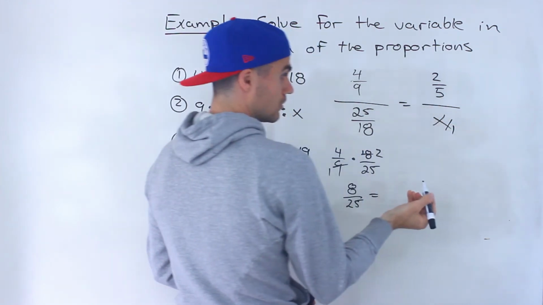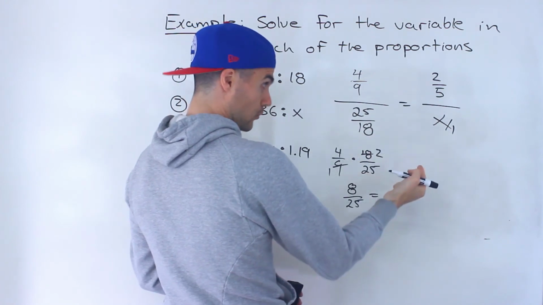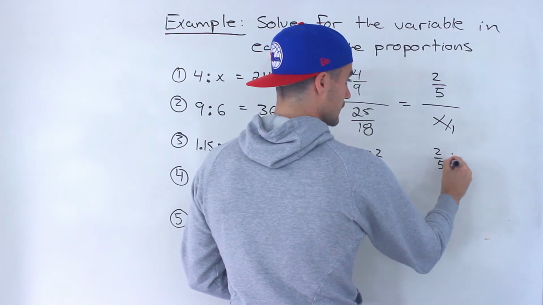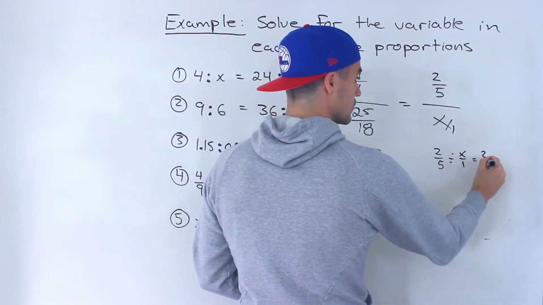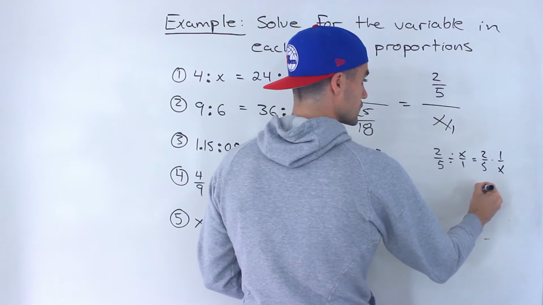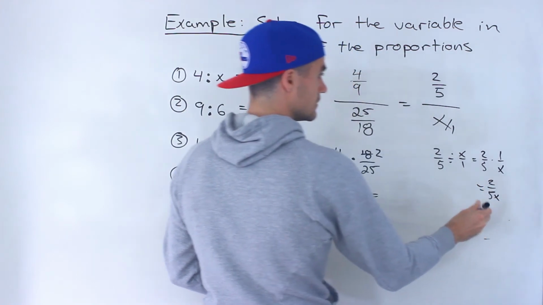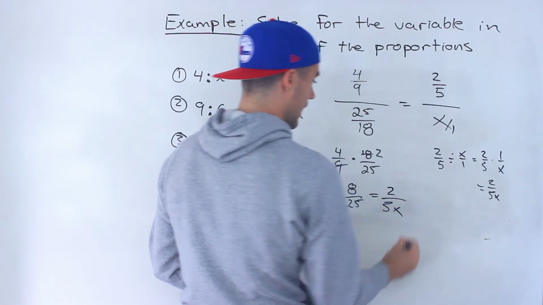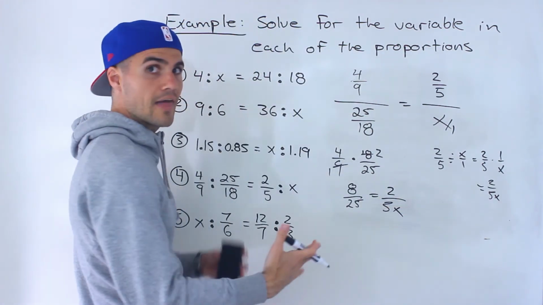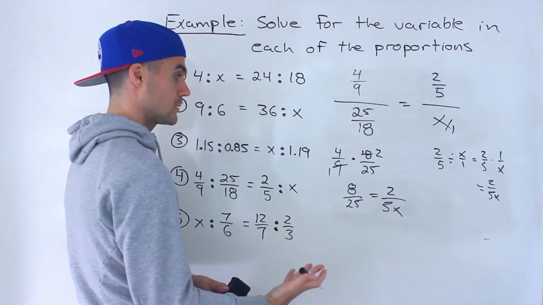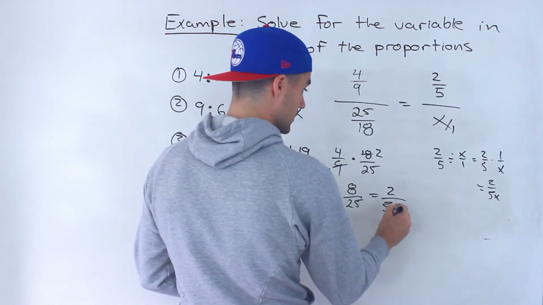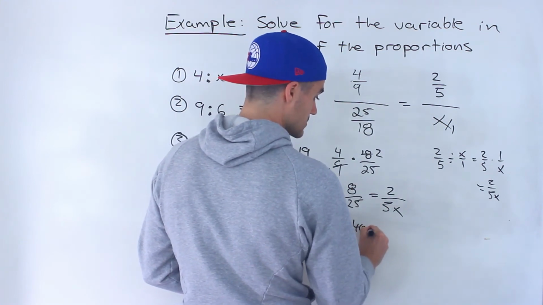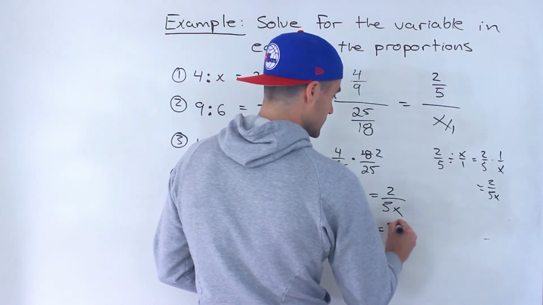x, this is like over x over 1, so this would be like 2 over 5 divided by x over 1, which is like 2 over 5 times 1 over x, which would be 2 over 5x. So this here is 2 over 5x, like that. And then, if you want, you can cross multiply from here. So 8 times 5x is 40x. 25 times 2 is 50.